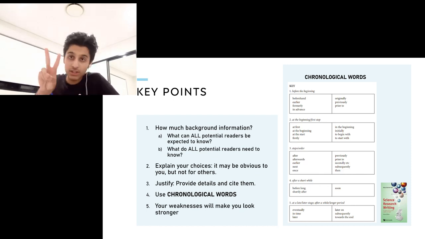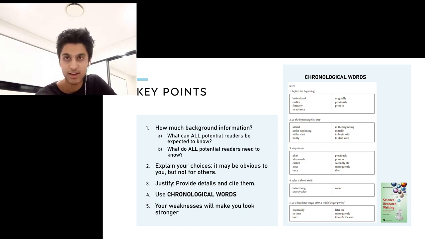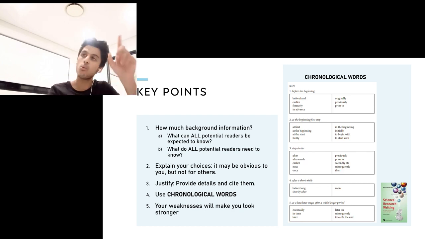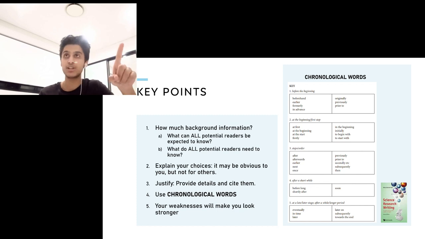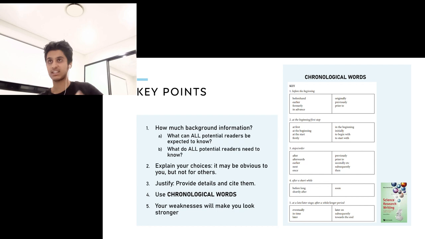So there's two things you have to consider when providing background information to ensure that you don't give too much detail and not too little detail. What can all potential readers be assumed to know about this method in general? And what do they all need to know in order to understand your specific method? So you need to find that sweet spot between them. Where can I provide background information that's not too much or too little?